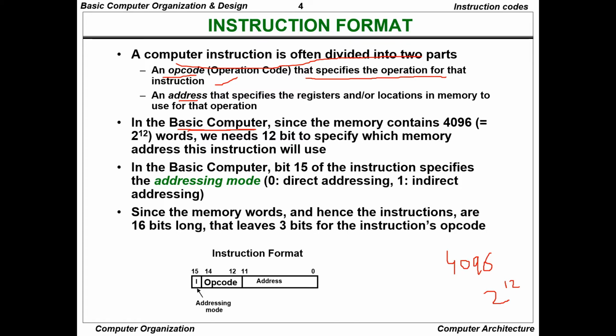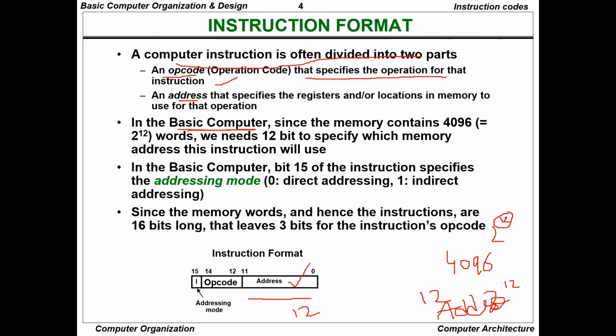In the basic computer, how many words do we need? 4096. So how do we get 4096? 2 power 12. So what does it mean? We need a total of 12 bits to specify which memory address this instruction will use. So that means the first 12 bits occupy the address. Okay, so we always start with 0, right? So 0 to 11. 0 to 11 means 12 bits. So this 0 to 11 occupies the address.